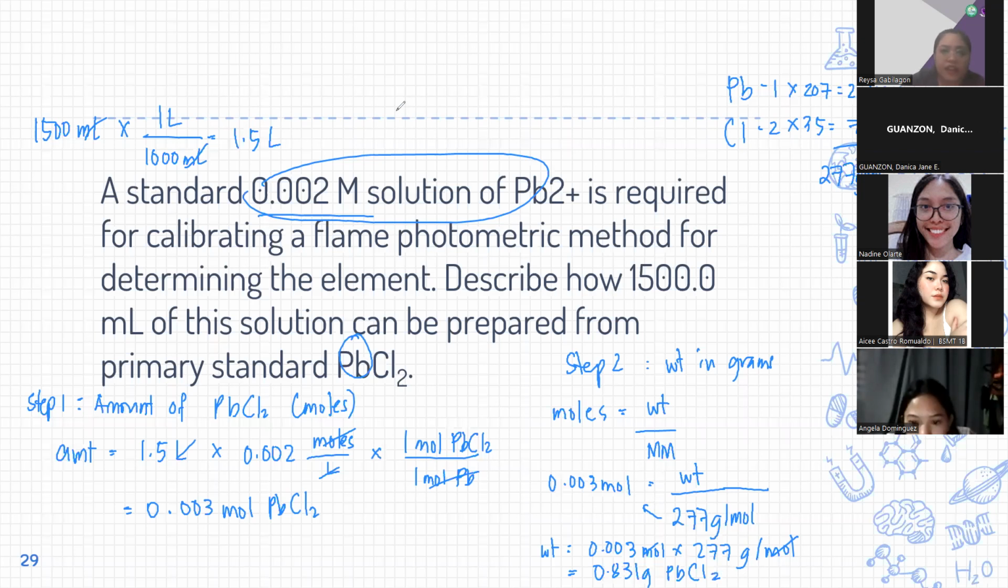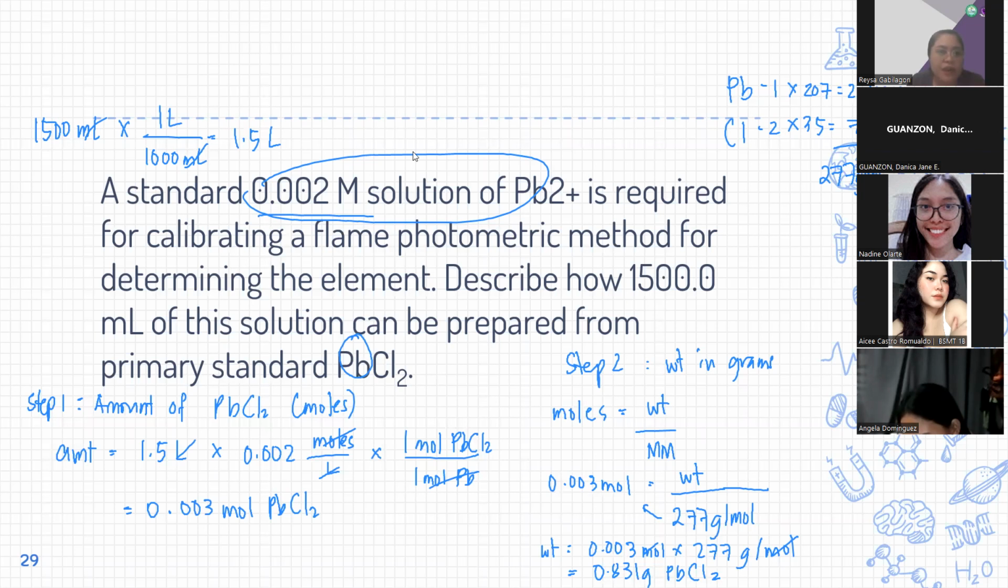This is lead chloride. Again, the correct answer is 0.831 grams of lead chloride. So for the steps, you have to weigh first the 0.831 grams of the lead chloride. Syempre, add water to dissolve it. It's most likely water, distilled water. To dissolve the solid, transfer it to the volumetric flask and complete the volume. What is the required volume? It's 1,500 ml or 1.5 liters.